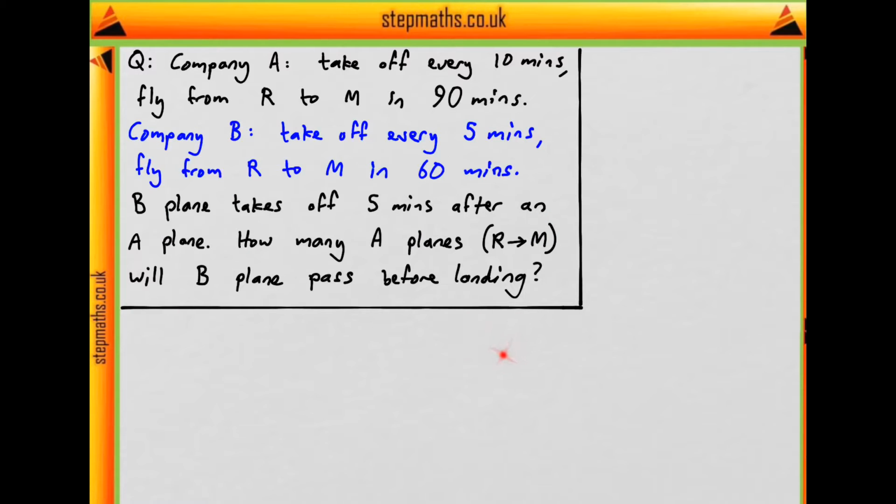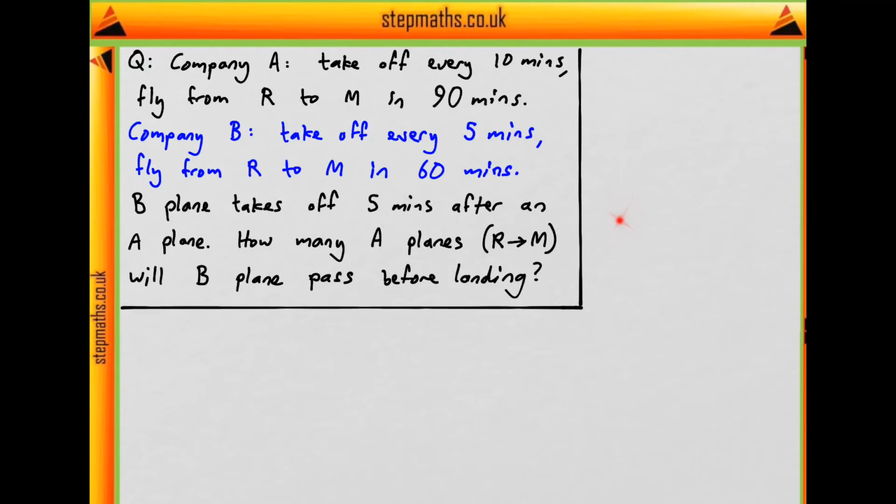So it does take a moment to stop and think what they're actually asking. So company A, a flight from Rome to Milan takes 90 minutes, and company B takes 60 minutes to do the same flight. And so the B plane is going faster than the A planes, and they're all going in the same direction. We don't have to worry about passing planes going from Milan to Rome, but we want to know how many A planes are passed by the B plane during its journey, since it's going faster.